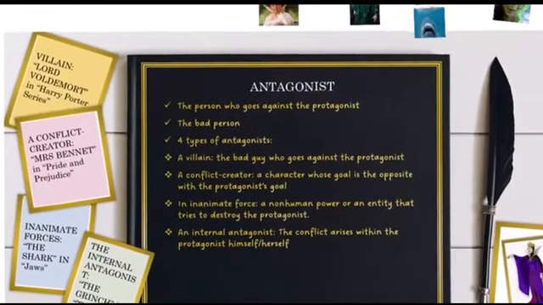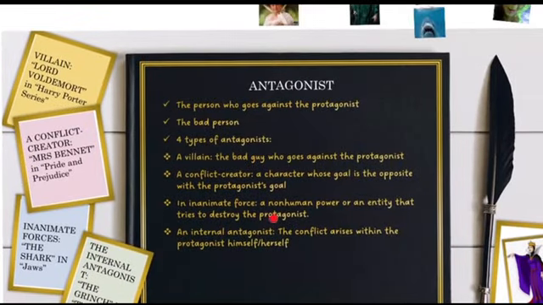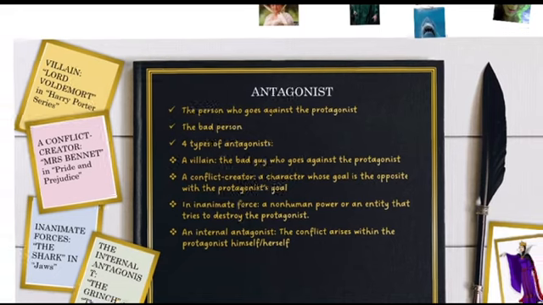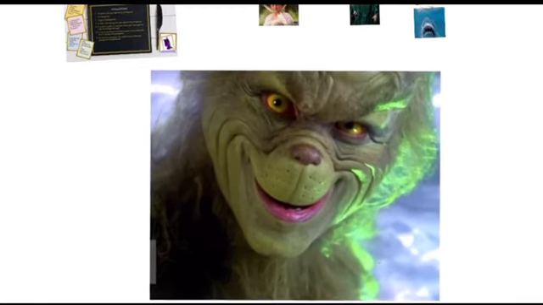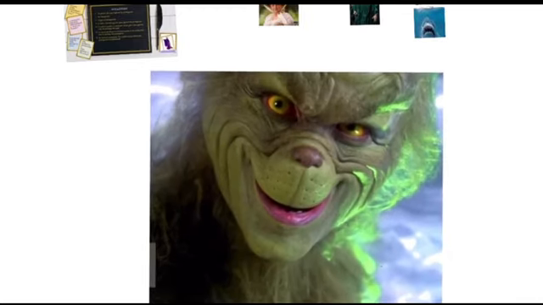The last type of antagonist is known as an internal antagonist. This is the antagonist character that arises within the protagonist himself or herself. Let me show you one example of a character who has an internal antagonist even though he is the protagonist in the movie. Right, as you can see that this is the picture or the photo of the Grinch.